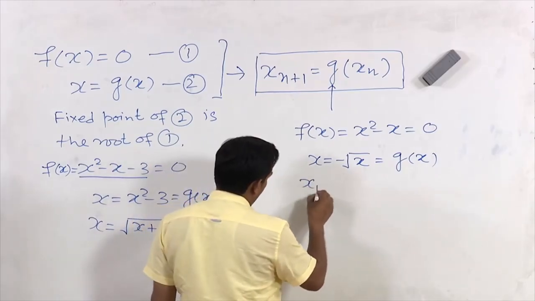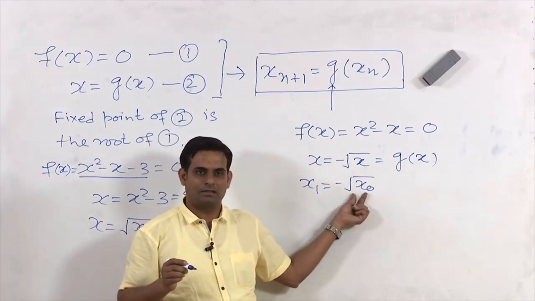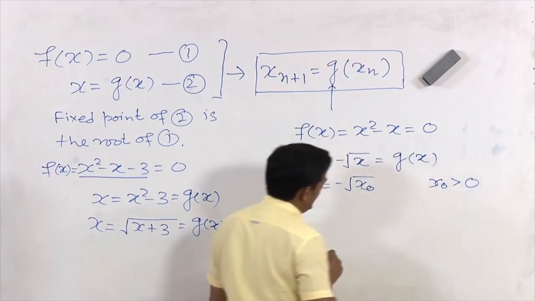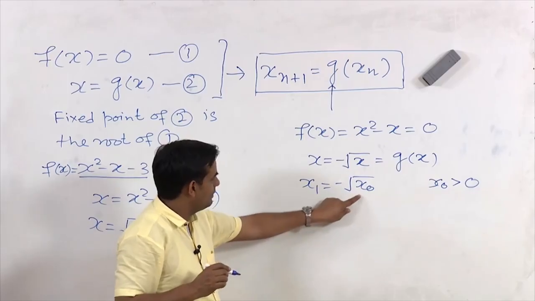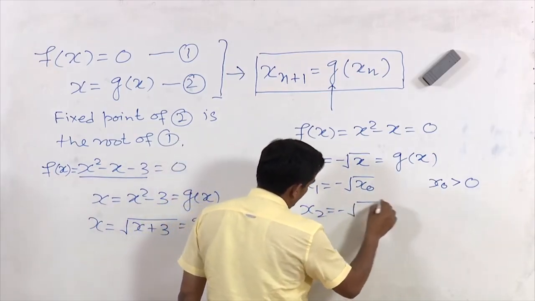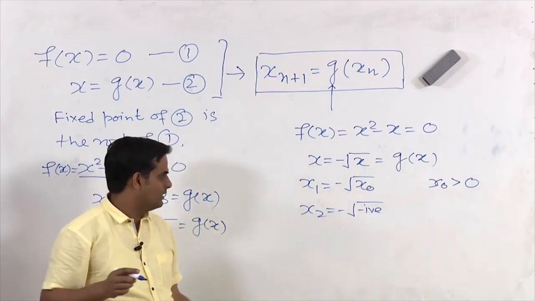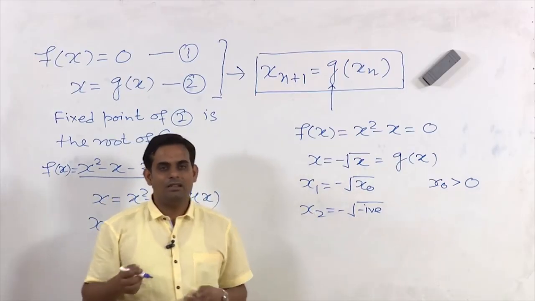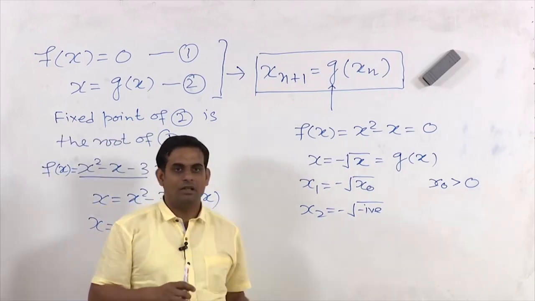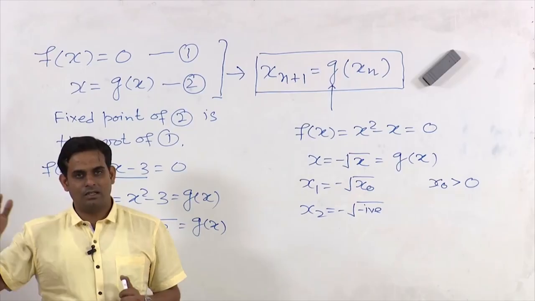Then my x 1 will become minus square root of x naught. Now, this g x is defined only for positive or non-negative x. So, if x naught is greater than 0, I will be able to find x1, which will be a negative number. Now, when I calculate x2, that will be minus square root of a negative number, coming from the first iteration, so I will not be able to find x2. Hence, I am not able to find any subsequent approximation of xn. Hence, we should choose g x in such a way that we can find all the approximations in subsequent iterations.